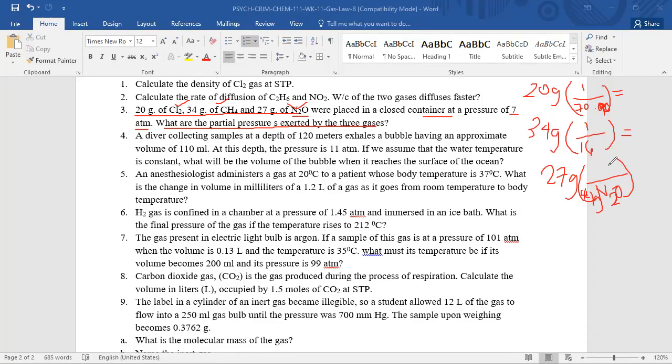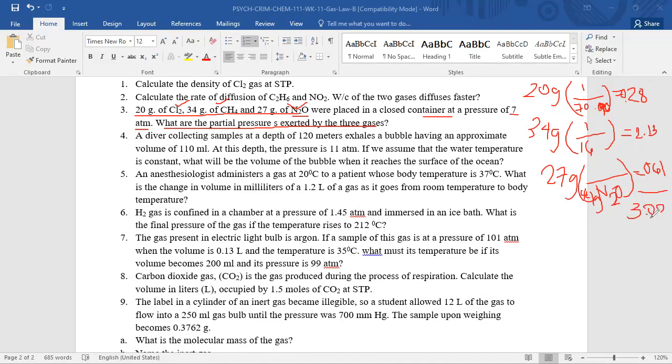20 divided by 70 point, that is 0.28. Next, 34 divided by 16 is 2.13. 27 divided by 44 is 0.61. Next step, total natin yan. 0.28 plus 2.13 plus 0.61, that is 3.02.